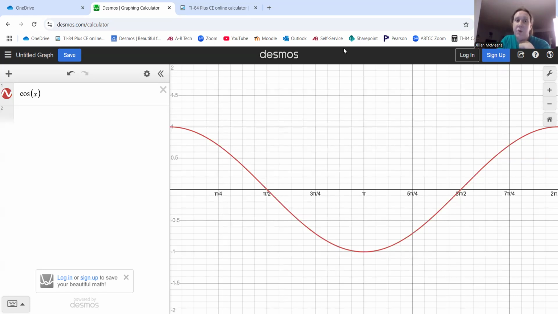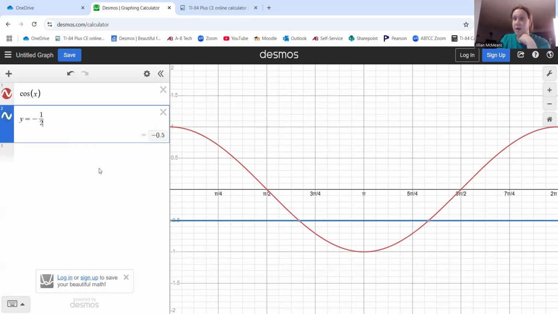Now if we want to know where cosine has a ratio of -1/2, we would graph y equals -1/2 and see where cosine intersects that. Cosine intersects at 2 pi over 3 and 4 pi over 3. So let's go to the unit circle. I already have it pulled up.